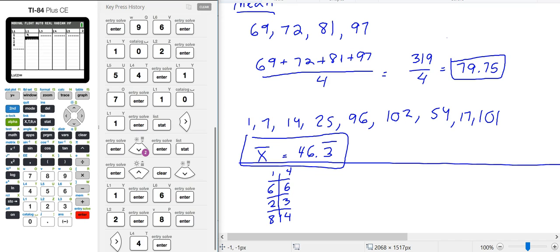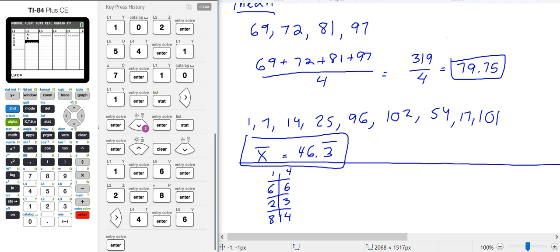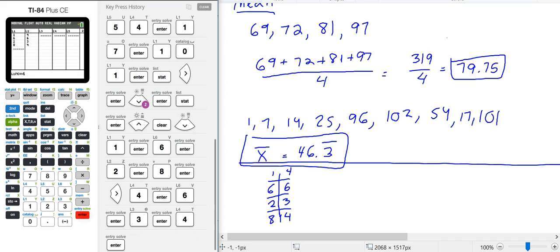This is called the frequency, how many times each of these numbers come up. So number 1 comes up 4 times. That's the frequency for 1. Frequency for 6 is 6, because the number 6 comes up 6 times. The frequency for 2 is 3, because the number 2 comes up 3 times. And the frequency for 8 is 4, because the number 8 comes up 4 times.